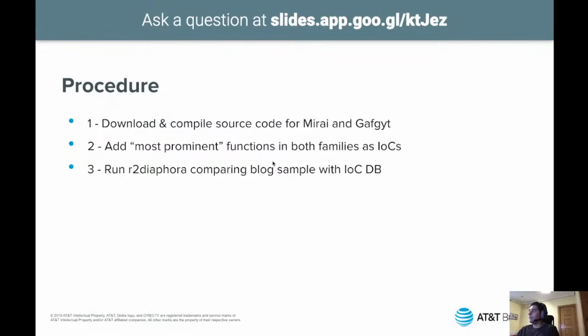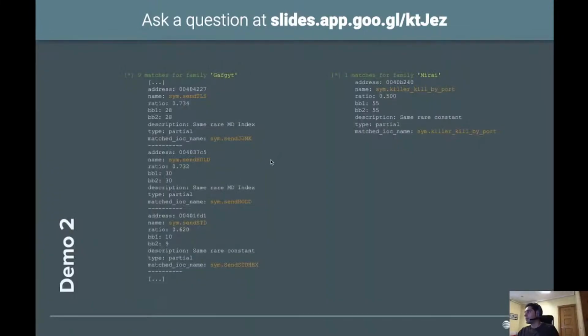And then I ran the R2 Diaphora script comparing the database generated for the blog sample to my indicator database, and the result was this. I got 9 matches for Graphkit, most of which I have excluded because they were not meaningful for this presentation, and 1 match for Mirai.